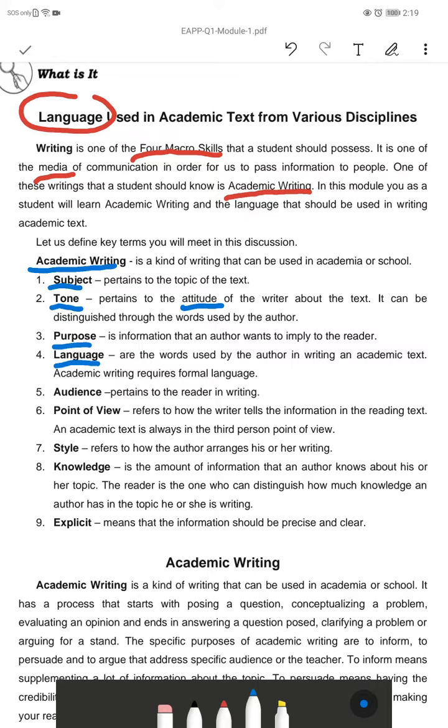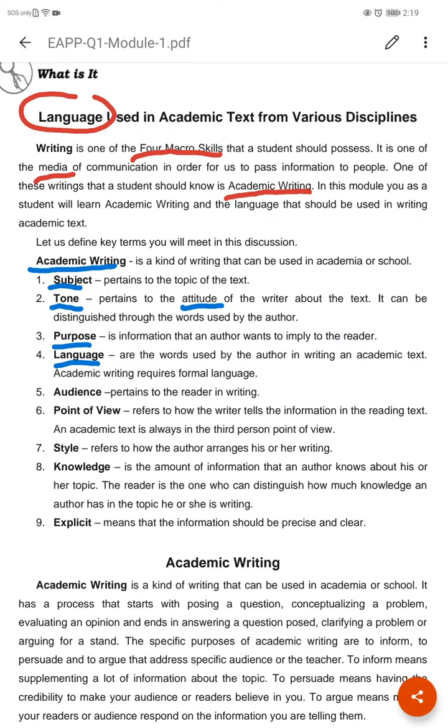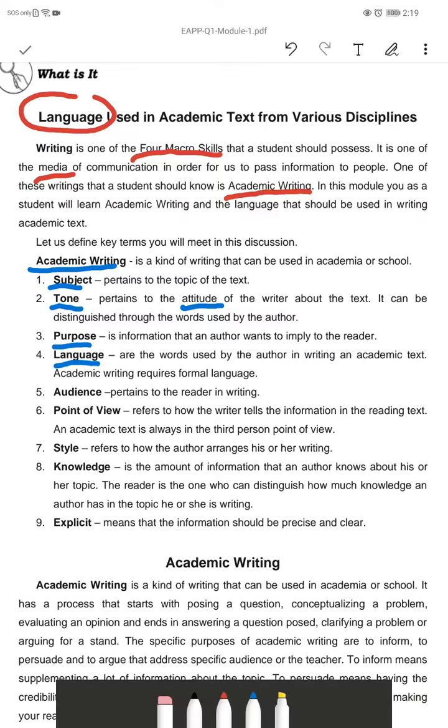Academic writing requires formal language. So when we write, we sometimes observe whether we are writing formally or informally. As it says here, when you are writing an academic text, you should observe the use of formal language. Of course, because these are texts, as we said, which are used in school. So therefore, the language must be formal, appropriate for school. Okay?